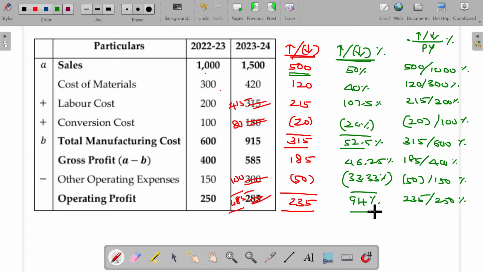Common size means make all the values into percentage, where the sales and total assets and liabilities is equal to 100. Rest will be calculated in the same ratio. Comparative means based on the previous year's information, what could be the change in the current year. You can represent in terms of absolute number, also represent in terms of percentage of change. Is that clear? Income statement is over. Now we will move on to the balance sheet also.